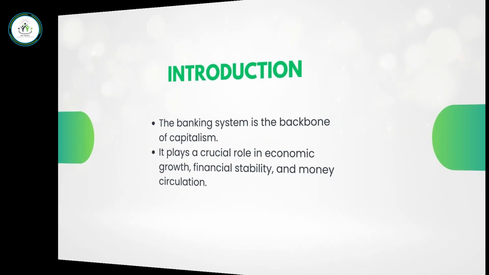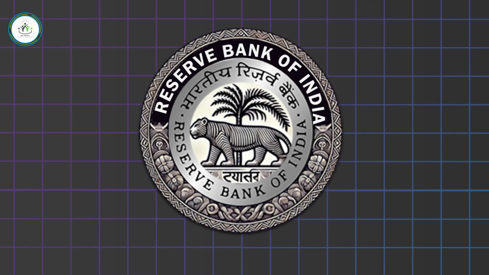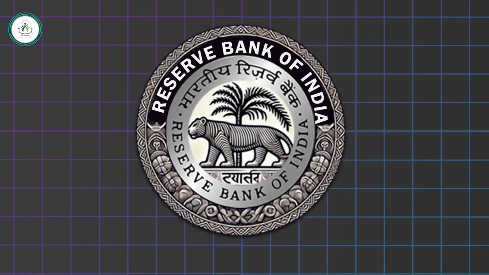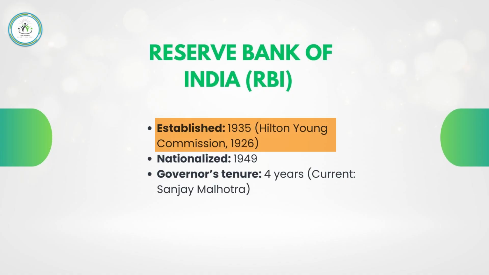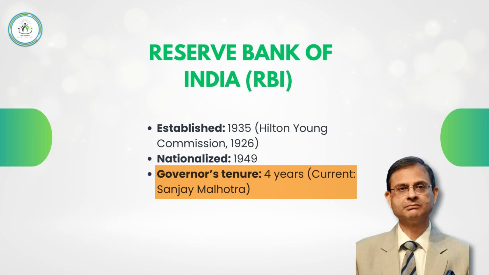Let's break it down. The Reserve Bank of India, RBI, is the apex financial institution of the country. It was established in 1935 based on the recommendations of the Hilton-Young Commission 1926. Later, it was nationalized in 1949. The RBI governor serves a term of 4 years, with the current governor being Sanjay Malhotra.